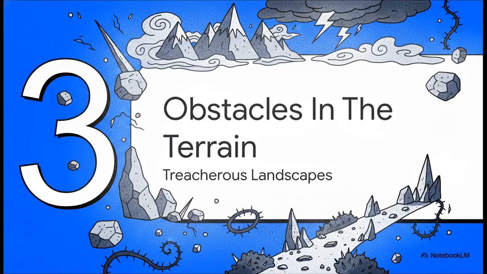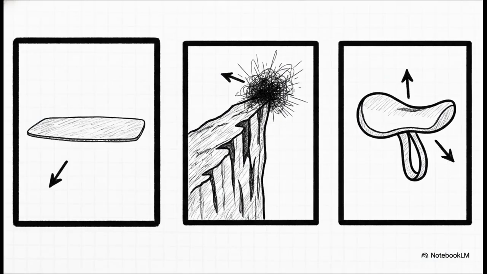Let's move right into Section 3, obstacles in the terrain, navigating treacherous landscapes. Because our foggy mountain is rarely a smooth, perfect bowl. It is completely full of treacherous hazards. The first major hazard is vanishing gradients. This happens when the slope becomes incredibly flat. The calculated steps become so tiny that learning just stalls entirely.